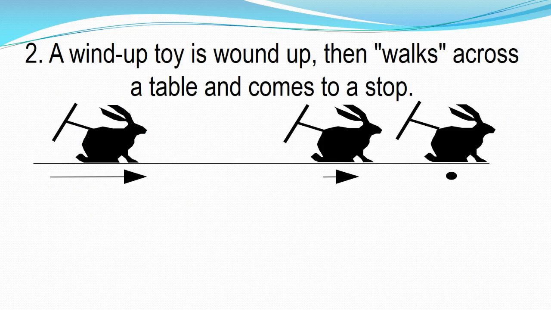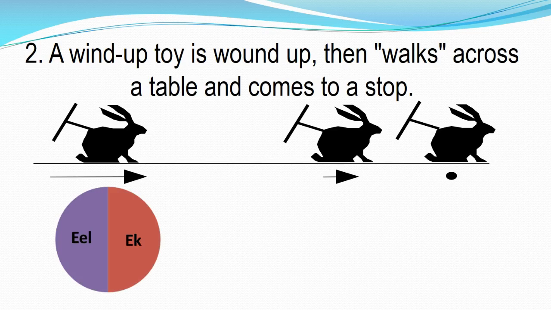This wind-up toy has a compressed spring inside of it. So it has elastic energy stored, and it's moving, so it has kinetic energy. As it moves forward, it slows down, so there's less kinetic energy. The elastic energy goes down as well because the spring releases some of its energy in order to make the toy move.